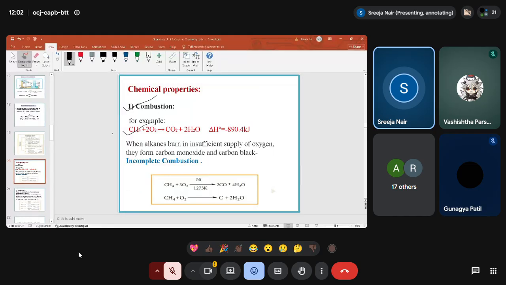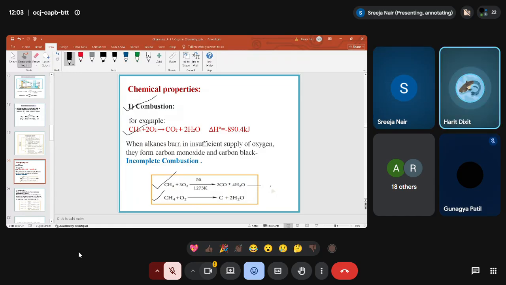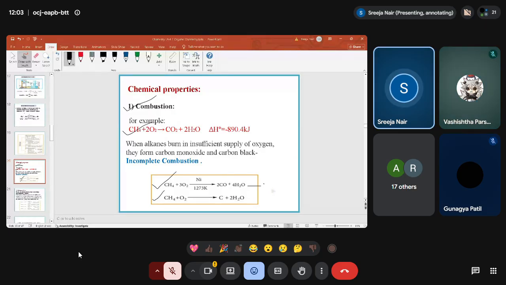The next one, please note down these two reactions for incomplete combustion. Hardik, this is related to the limited amount of oxygen. So incomplete combustion is happening. This is related to an insufficient amount. Here, please mention the insufficient amount.